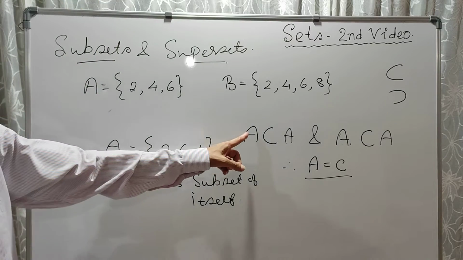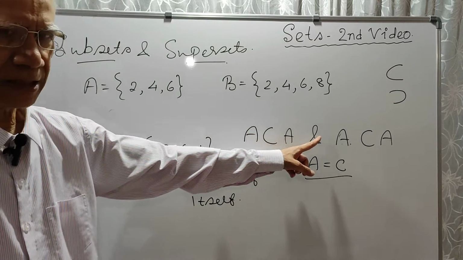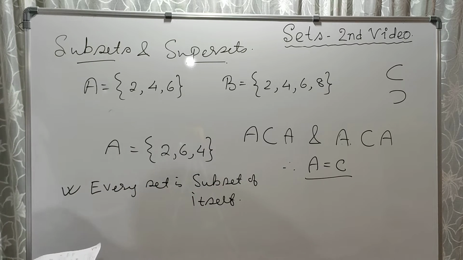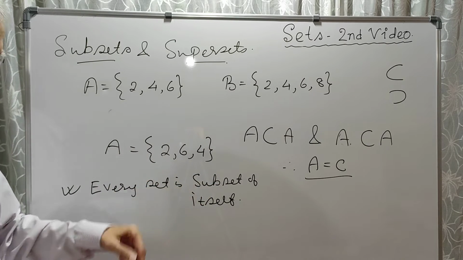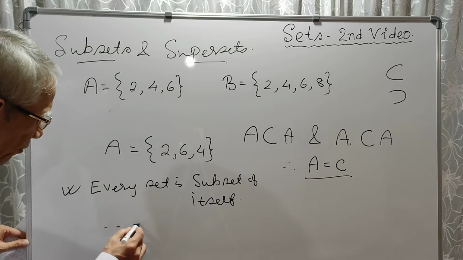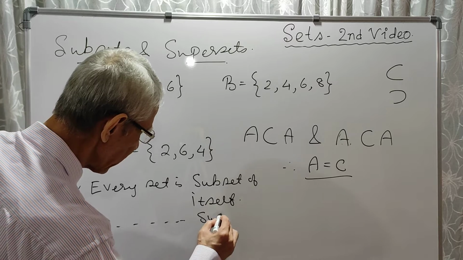So what result do we get? A is a subset of A. That means every set is a subset of itself. If every set is a subset of itself, then every set will also be a superset of itself. Therefore, every set is also a superset of itself.